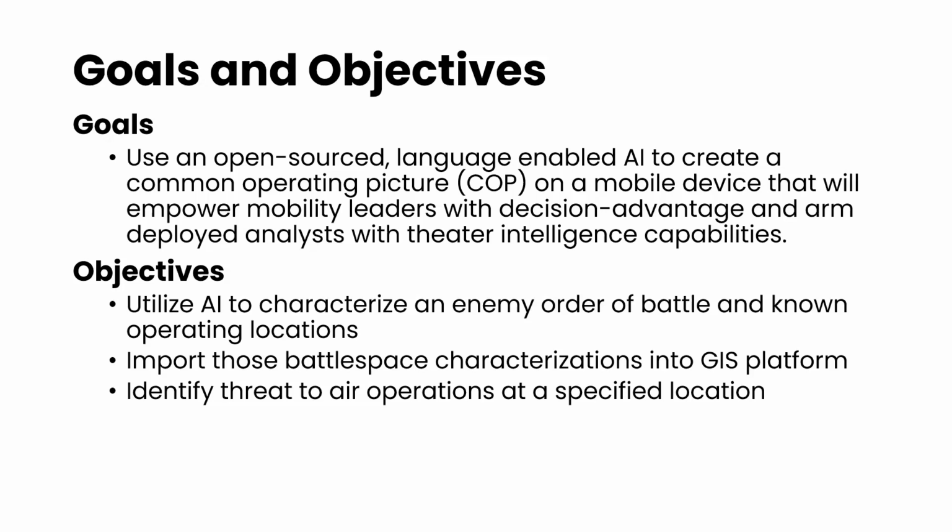That next bullet, importing battle space characterizations into the GIS platform. In short, that's just moving those AI generated outputs from whatever AI platform it's on to that common operating picture GIS dashboard that I'll be using. And then lastly, identifying threats to air operations at a specified location. The final output that I'm hoping to have is a simple spot on a map of a known adversary anti-aircraft system that can threaten a mobility operation, plain and simple.